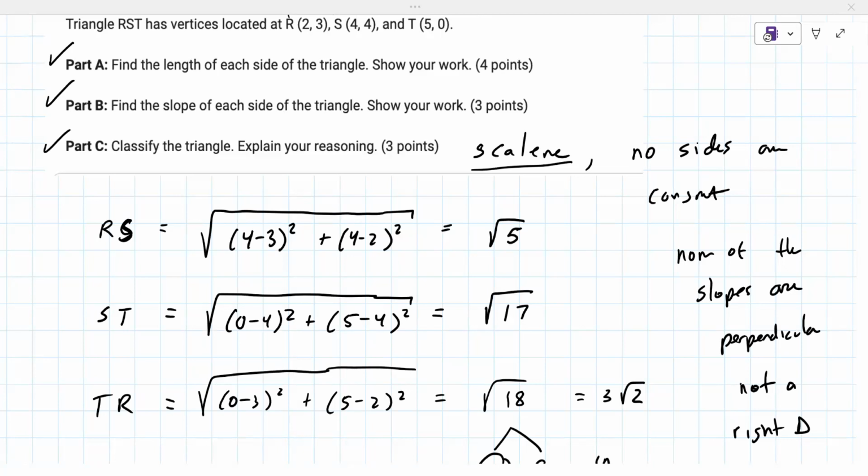Got number 2 in here. All right, number 2 is in the chat now.